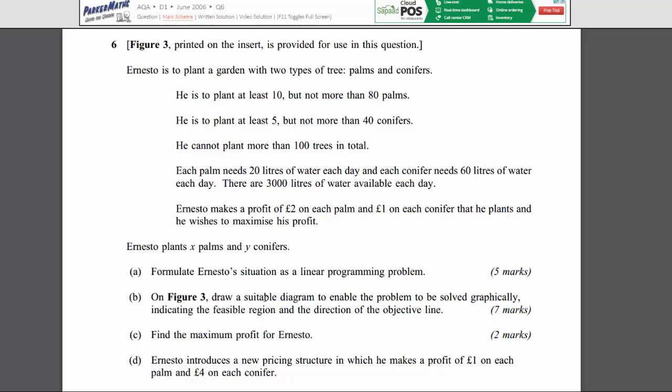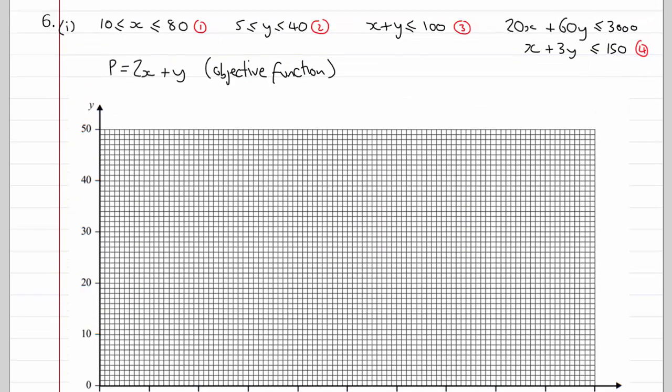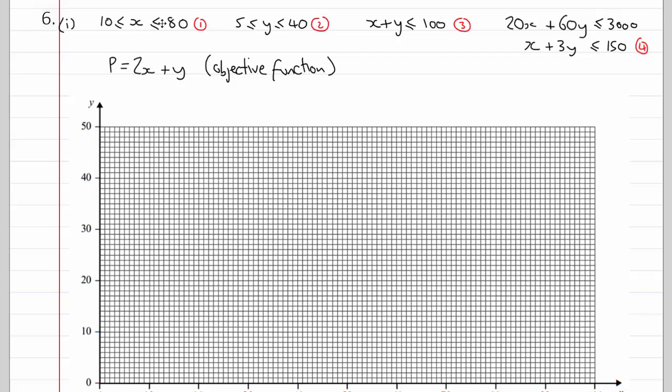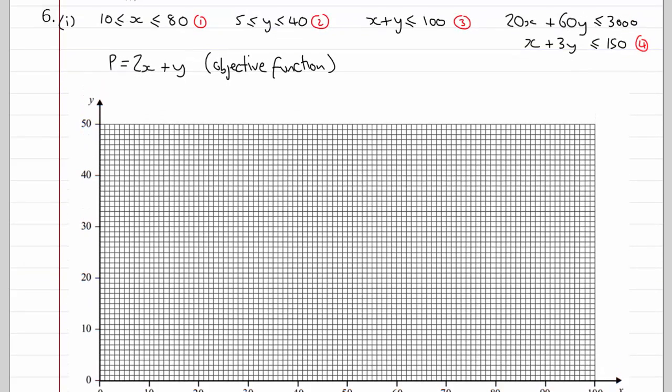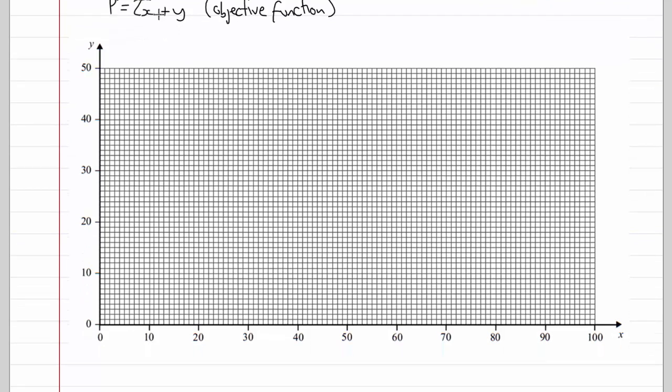Next up we need to draw a suitable diagram to enable the problem to be solved graphically, indicating the feasible region and the direction of the objective line. This graph is figure 3, and our first constraint is that x is between 10 and 80. So we need to draw the lines x equals 10 and x equals 80. They are going to be vertical lines through 10 and 80. I'll draw them in red so they show up a bit better.